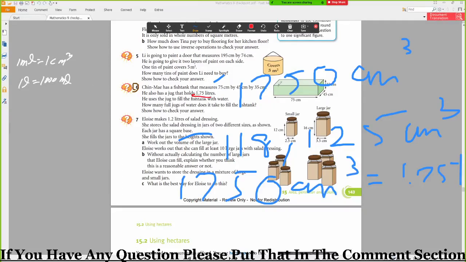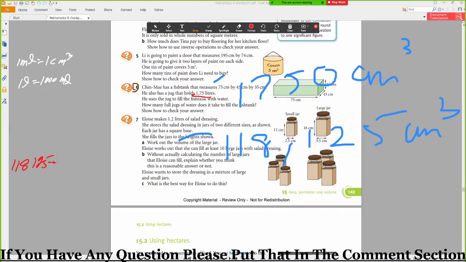इसको आपने कन्वर्ट कर लिया सेंटीमीटर क्यूब में. ओके, सो अब आपने क्या करना है, how many full jugs of water does it take to fill the fish tank? Total volume of the fish tank is this much. So let's say the total number of jugs is u. u times one jug में कितना वाटर आता है, that is 1750. Got it?